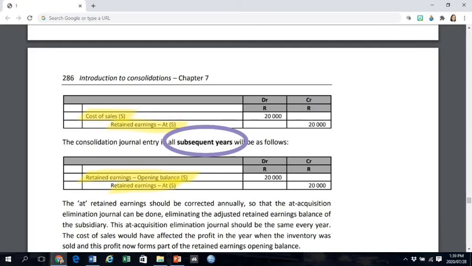If you are changing the cost of sales of the subsidiary to change the cost of sales of the group and ultimately the profit of the group, you would have to consider the effect of this journal entry when calculating profit attributable to NCI. If you are changing the retained earnings opening balance of the subsidiary, for purposes of changing the retained earnings opening balance of the group, you would have to consider the effect of this journal entry when calculating retained earnings opening balance attributable to NCI.